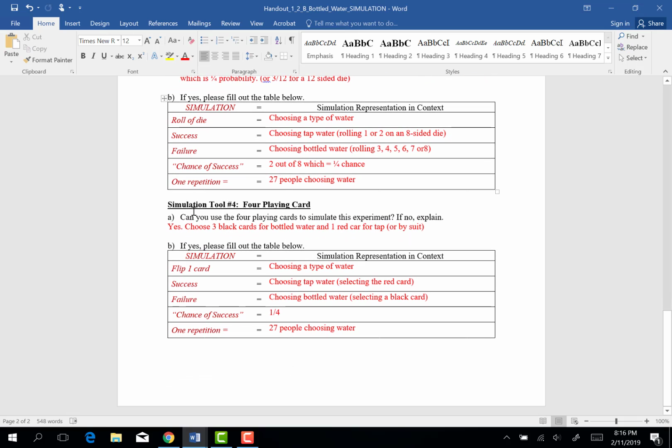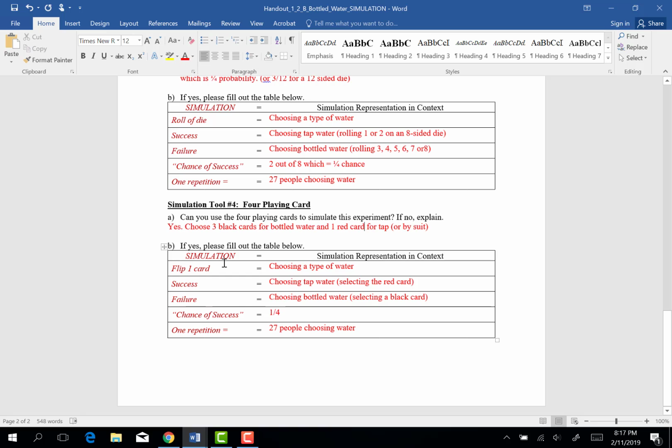The easiest one to use will be tool number 4, the 4 playing cards. We have 4 options, so it matches the cups of water. Choose 3 black cards for bottled water and 1 red card for tap water. Or you can do it by suit: spades, clubs, diamonds, and hearts. You can assign hearts as the tap water, and then everything else will be bottled water.